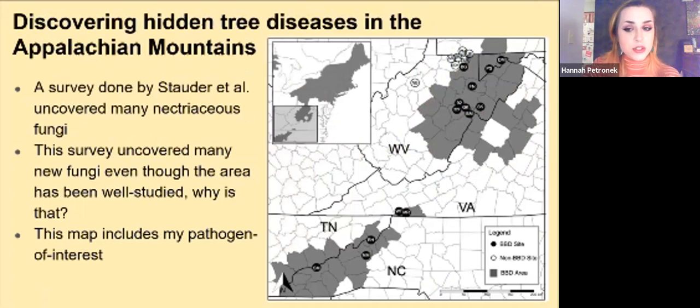From 2016 to 2019, Cameron Stodder, a previous grad student in our lab, conducted a survey looking for Nectriaceous fungi throughout the Appalachian Mountains. While beech bark disease is extremely prevalent, he also came across many other similar pathogenic fungi on a wide variety of hosts. That leads us to ask several questions. If the forests in West Virginia are so well studied, how did we not encounter these pathogenic fungi before? What sort of hidden diseases have we uncovered? And what other canker-causing fungi are out there?